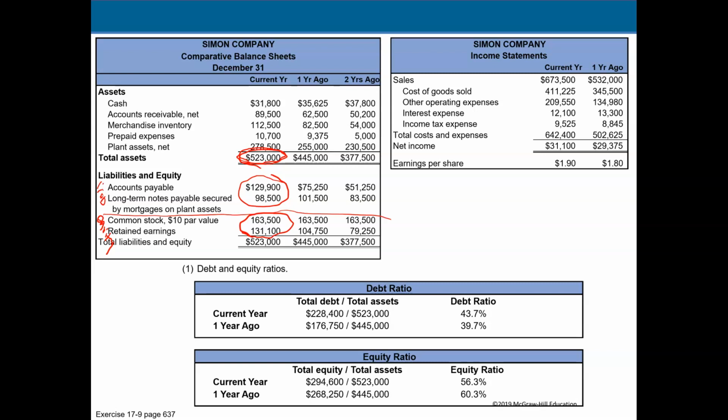And equity consists of common stock and retained earnings. So common stock is another way to not earn money, but to get money for capital ventures. And then retained earnings is all of the year's net income since the inception of the company.